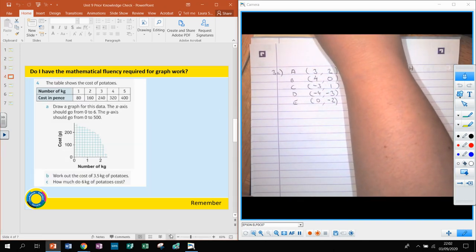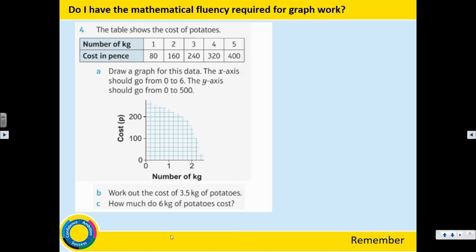Okay, so this one I'm going to make full screen for you. Press pause and give it a go. You will need square paper for this, please, so that you can create your graph.